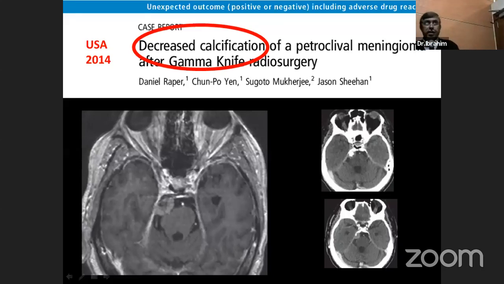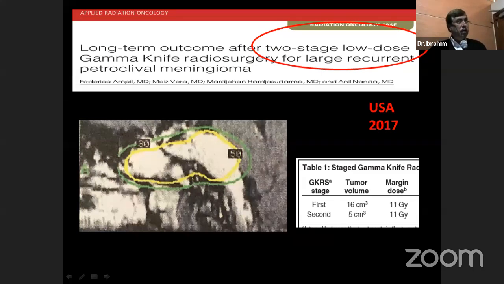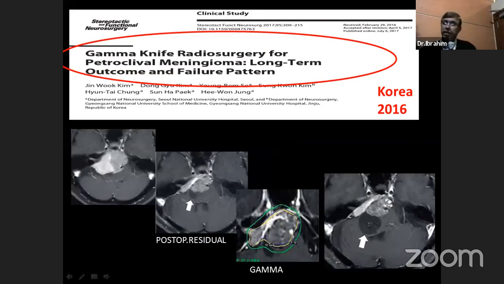Look at this. This is really nice. Decreased calcification. Decreased calcification. Brilliant new endpoint. Absolutely. And this is by Jason Sheehan from Charlottesville, major radiosurgery center. Look at this. That's the brainstem compression. This is the tumor. Still, they're giving it the gamma knife. I don't comprehend this. I would not ever prescribe to this way of doing things.